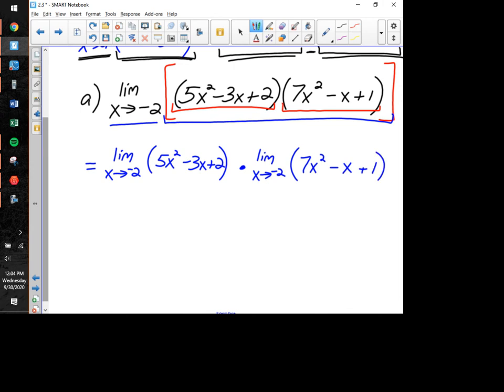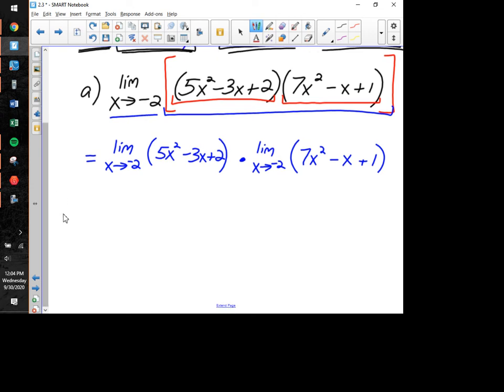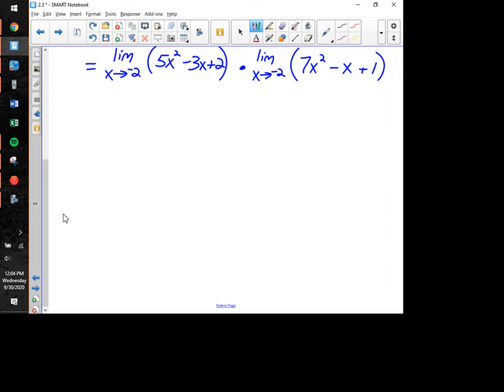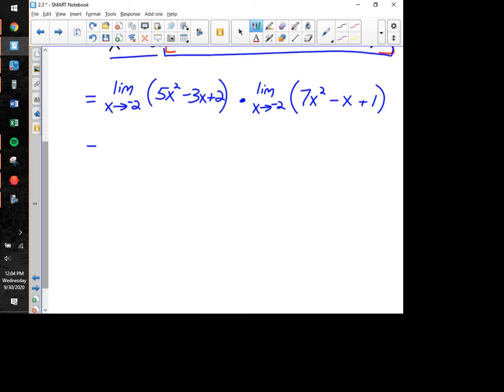And again, because these two functions are quadratic, they have no problems with their domain whatsoever. They are continuous for all real numbers, and that means that we can simply plug and chug this -2 here, guys, and find out what these limits are. So let's see what we can do mentally, guys. -2 squared is 4 times 5 is going to be 20. That is going to be a +6 and a +2. So that first limit right there sounds like it's going to be 28.